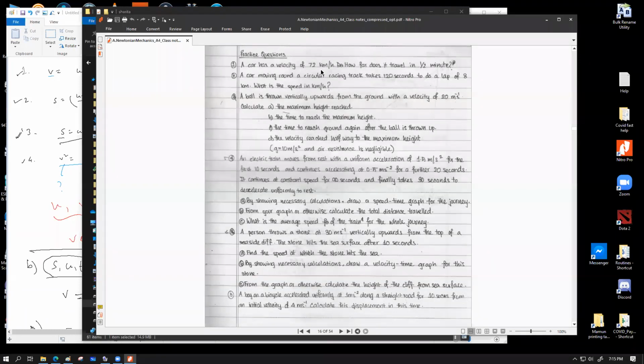A car has a velocity of 72 kilometers per hour. How far does it travel in half a minute? How do you calculate this? Speed is given, time is given. So how do you calculate displacement?